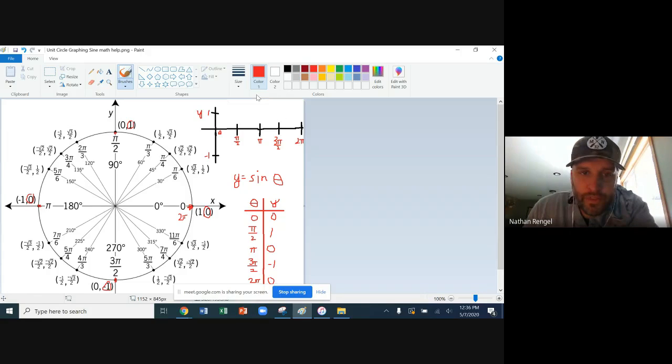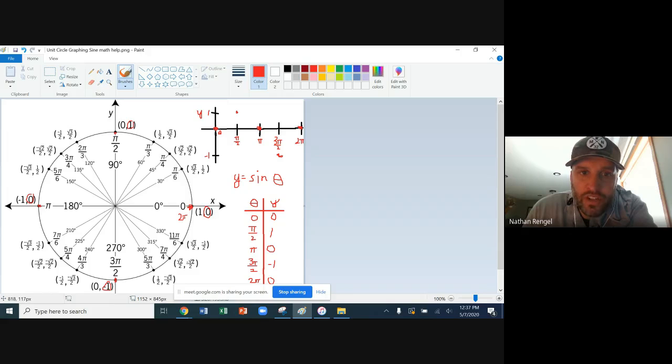Then we go to graph it. So we graph at 0, sine is also going to be 0. At pi over 2, sine is going to be 1. At pi, sine is going to be 0. At 3 pi over 2, sine is going to be negative 1. And at 2 pi, sine is going to be 0.